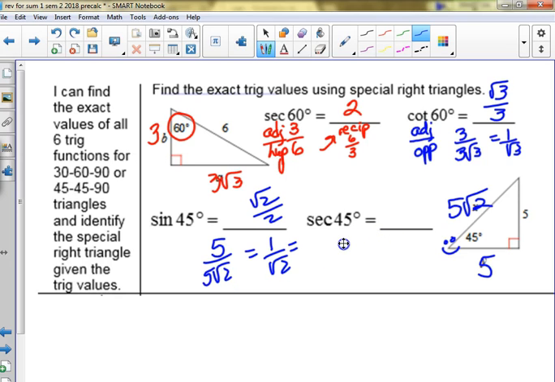Okay, secant of 45 is flip over the cosine, so it should be hypotenuse over adjacent, which would be 5 square roots of 2 over 5, or just square root of 2.